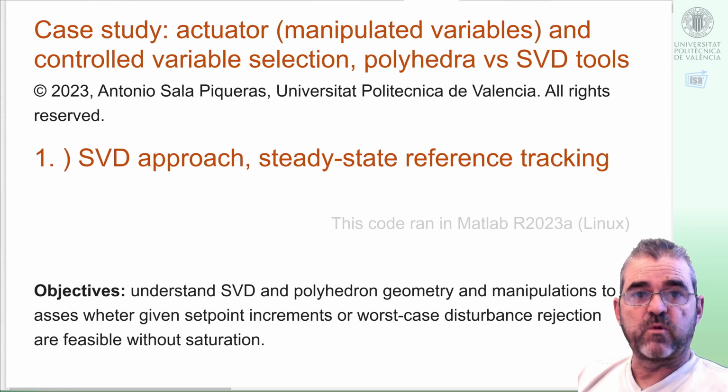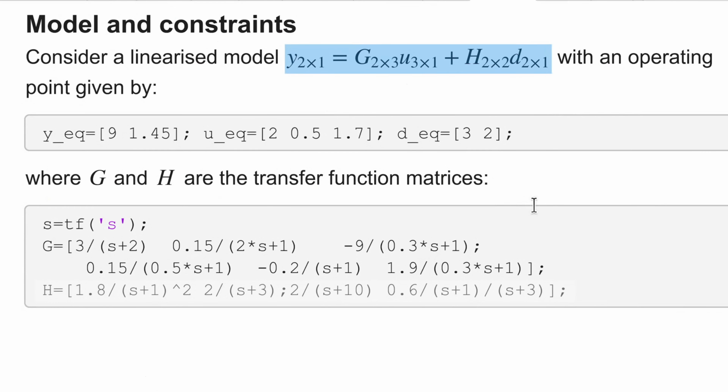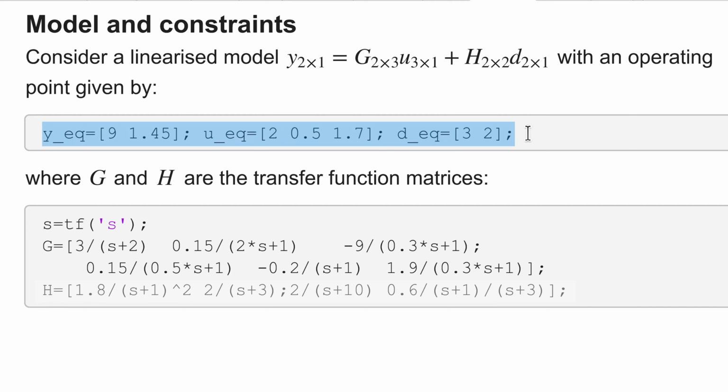In this first video, we will just consider the singular value decomposition approach in steady-state reference tracking problems. We'll assume we have this model with two outputs Y and three inputs U, which will be considered candidate manipulated variables, and Y will be controlled variables, and then we have a disturbance effect, HD, which will not be considered in this first video.